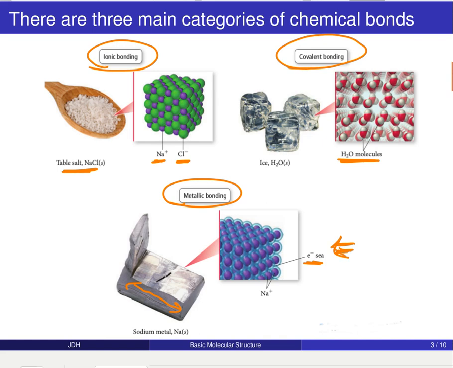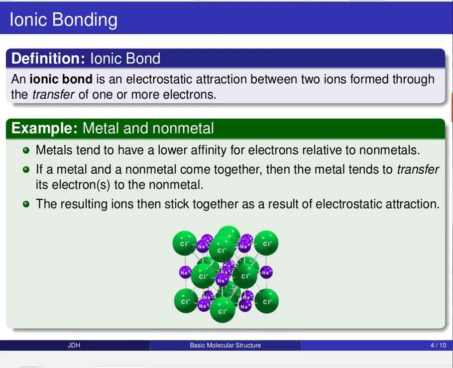It's something to look forward to in your future studies. Okay, so let's go ahead and focus in on the two types of bonding that we're really going to care about here, ionic and covalent, starting off with a discussion of ionic bonding.